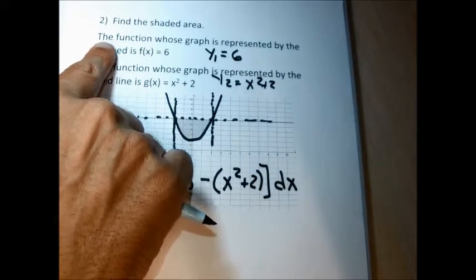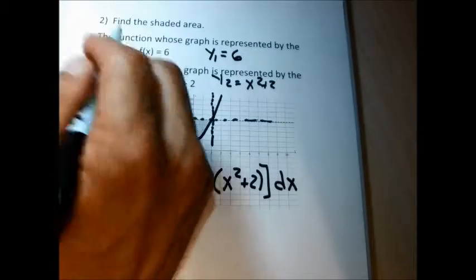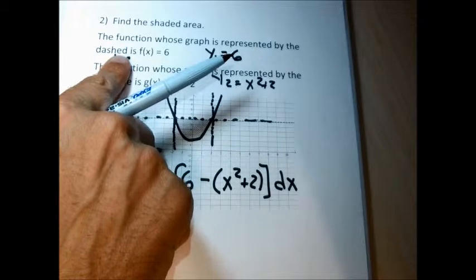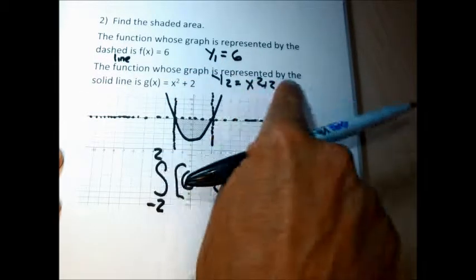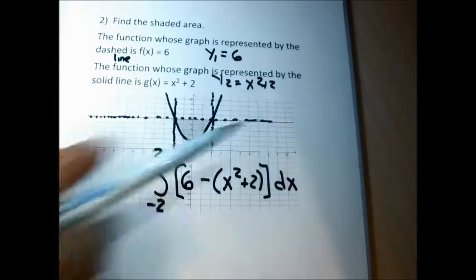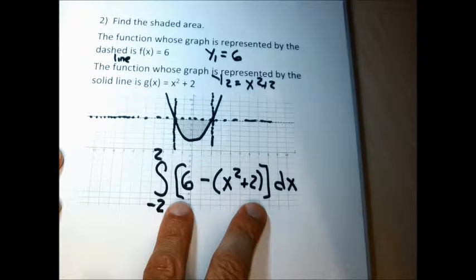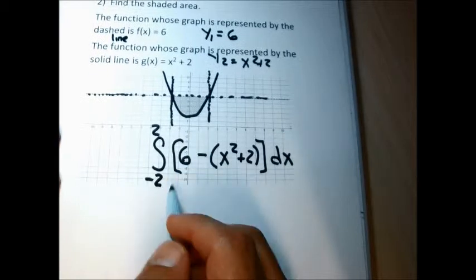As I read this, the function whose graph is represented by the dashed should say line. I think on every problem, I forgot to write line after dashed. And the function whose graph is represented by the solid line is the y2. So to get this area, I just simply integrate this. If I was doing this by hand, I would definitely simplify this a little bit.